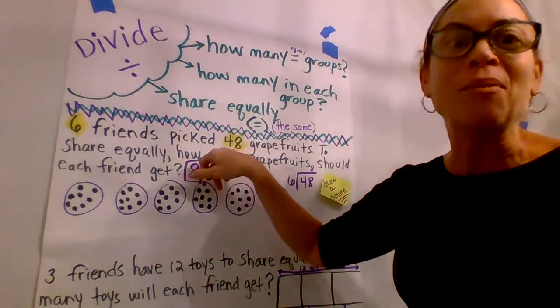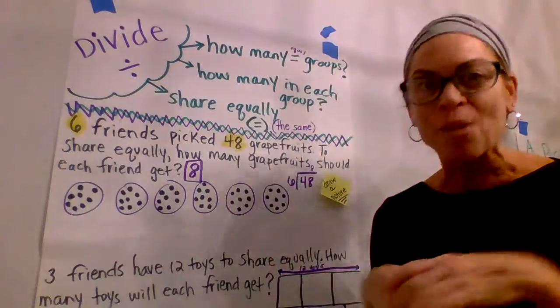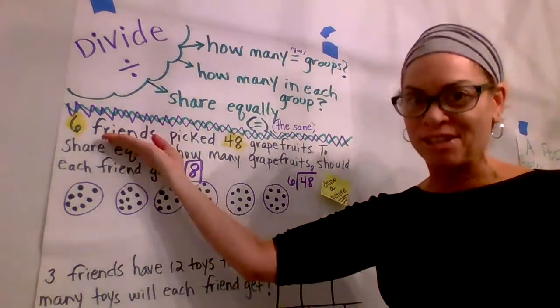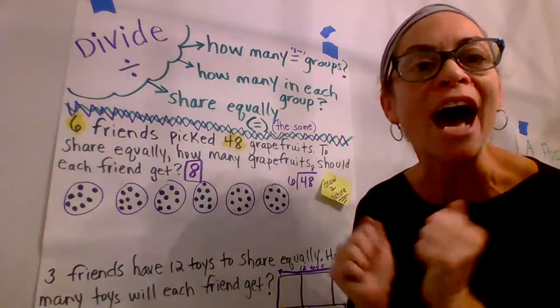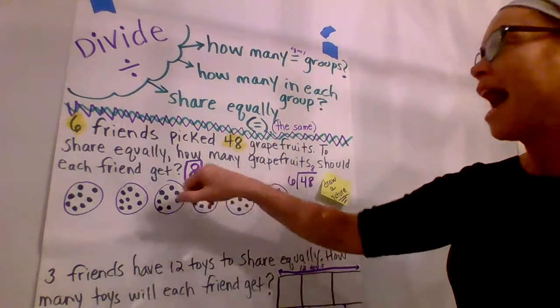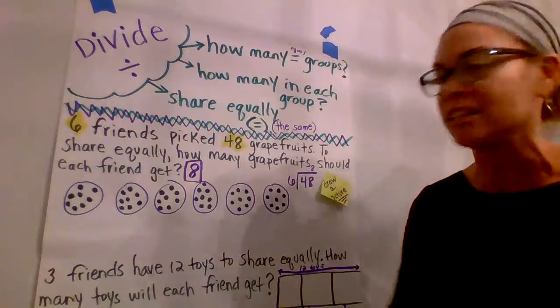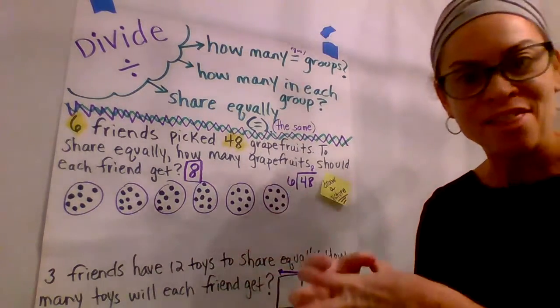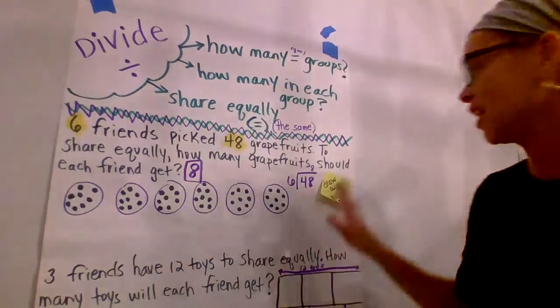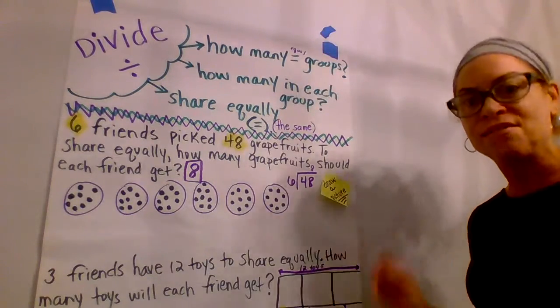Okay? There are other ways, boys and girls, obviously, to divide and multiply that will equal 48. But right now, we're just solving problems where they give us the groups, they tell us how many, and we're finding how many in each group. How many grapefruits will each child get? 8. Because each of these is children, and these are the grapefruits. Okay, we're going to use a picture to model division.